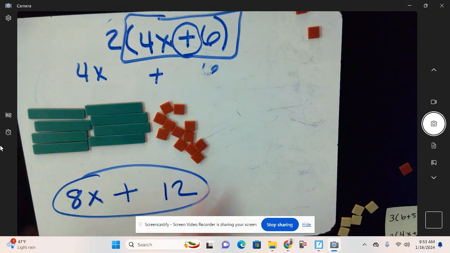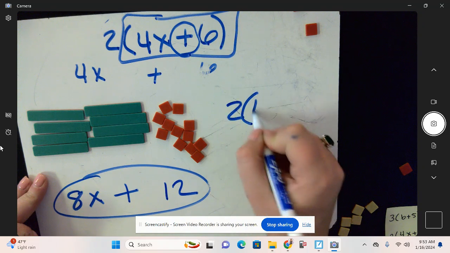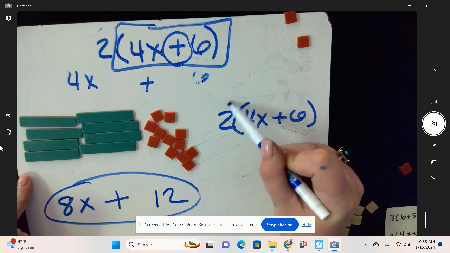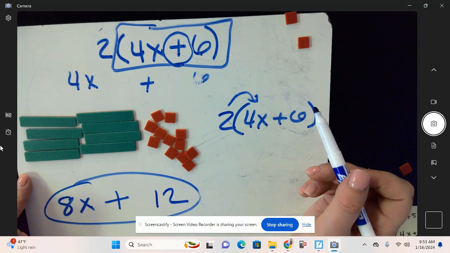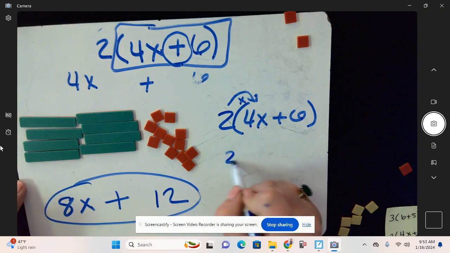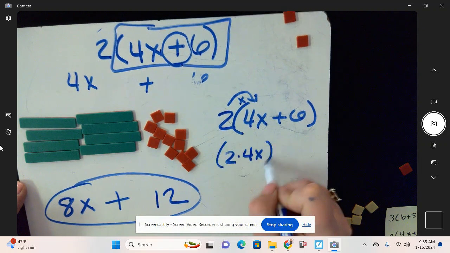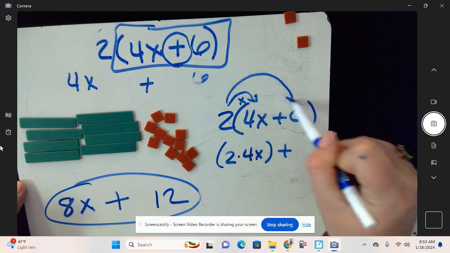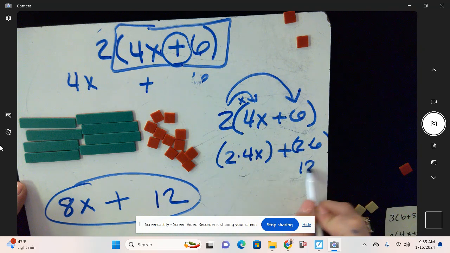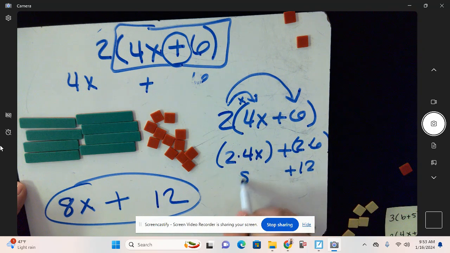All right, if I wanted to do the math version of this, I would have to distribute the 2 to the 4 using multiplication, right? Isn't that what we did? We did how many times? So 2 times 4x plus 2 times 6, right? This gives me 12, and this gives me 8x. So 8x plus 12, which is the same thing here.